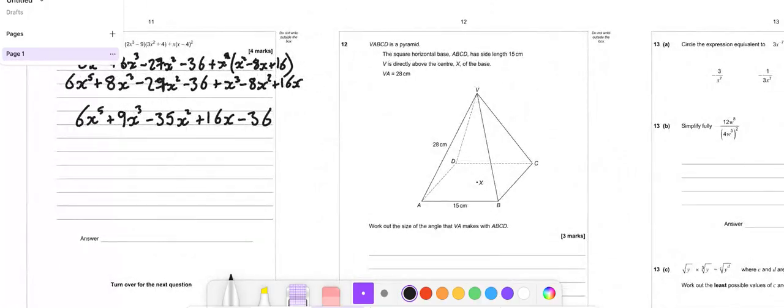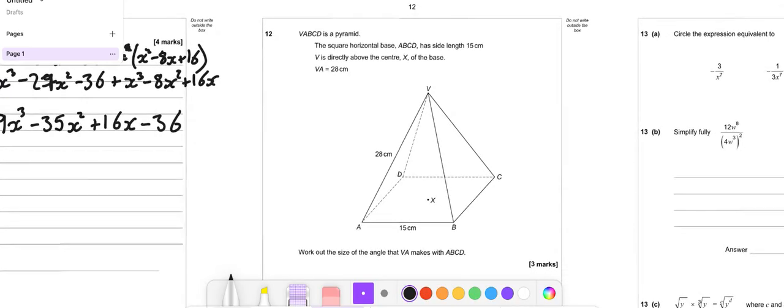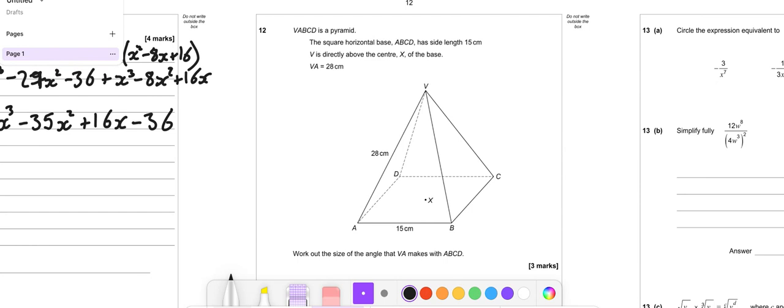Okay, question 12. Work out the size that the angle VA makes with ABCD. So VA is that line, makes with the plane at the bottom. So the way you need to do this is you need to look at the line that is directly underneath that. So we're going to look at that one, and then we're interested in that angle when we're talking about an angle between a line and a plane.